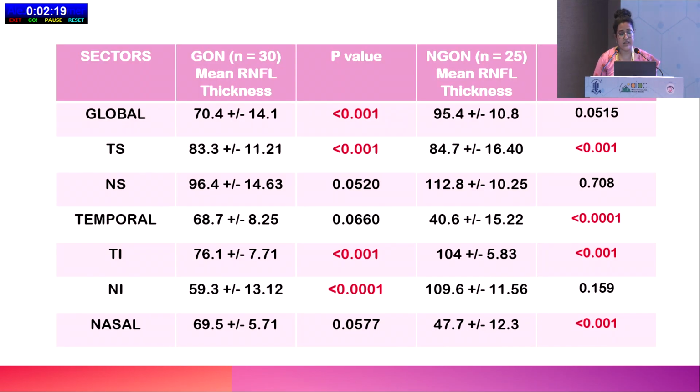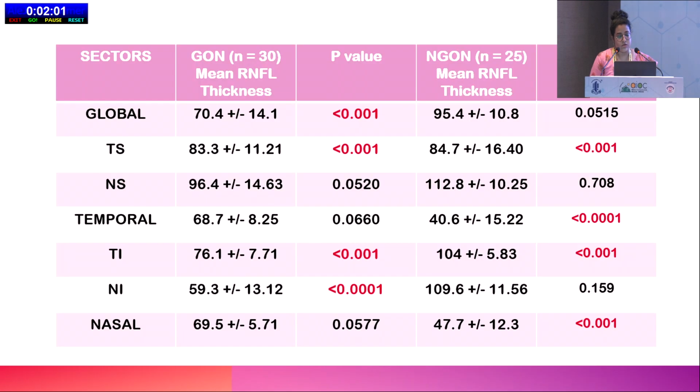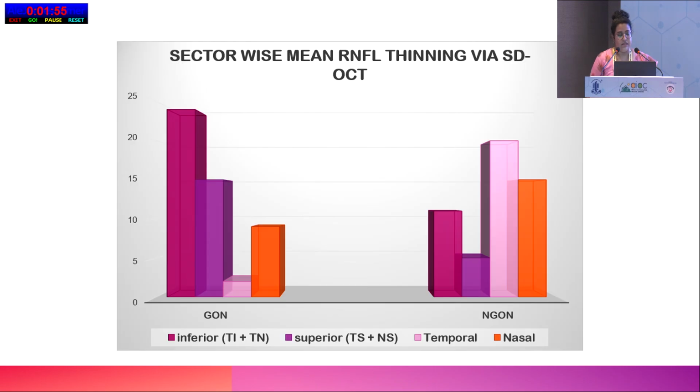Now, upon conducting the SD-OCT, we can see that significant peripapillary RNFL thinning was seen in the temporo-inferior and naso-inferior sectors, followed by the superior quadrant in case of the GON cases, whereas more RNFL thinning was seen in the temporal, followed by the nasal sectors in the NGON category.